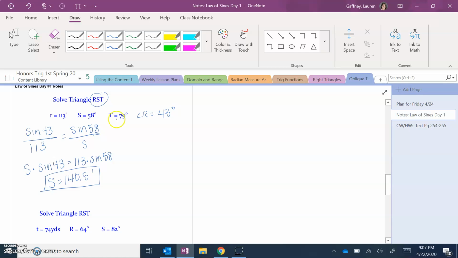Okay? We can do the same thing then for T. I'm going to stick to this guy with the R. So sine of R, which is 43, over side R, which is 113, equals sine of 79, that angle T, over T. Cross multiply. Once again, enter this in your calculator and then divide by the sine of 43, and you get that T is 162.6.